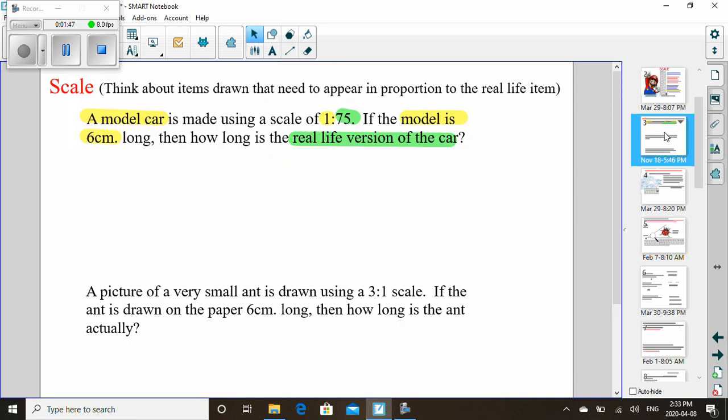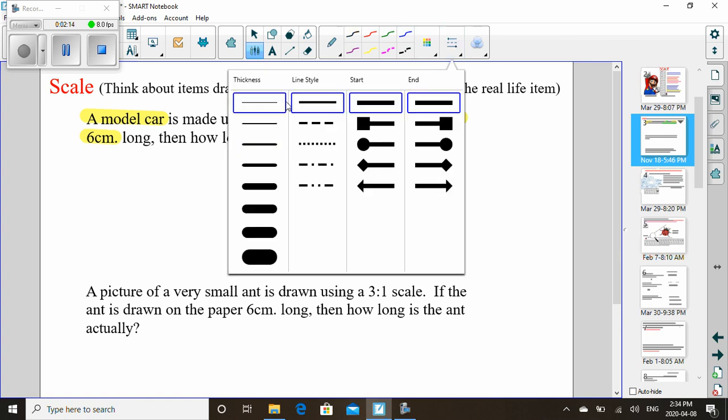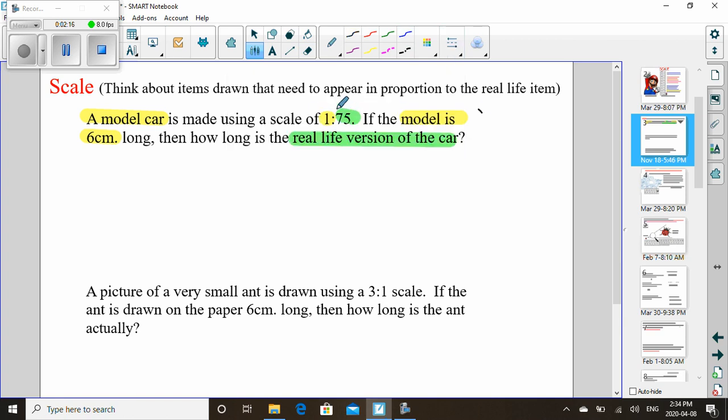So here's an example of where we can use this, right? Think of a model car being made in a scale of 1 to 75. It gives you the fact, and I've color coded this just for simplicity. If the model is 6 centimeters long, then how long is the real life version of the car? So here's your ratio. And remember, I think I told you before, I like using fraction notation for ratios a little bit better than I do like using the colon, but that's up to you. You can do whatever you like.